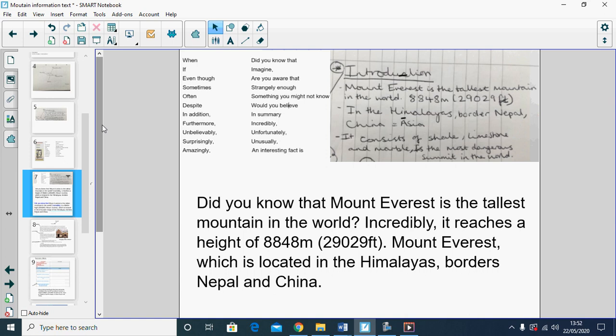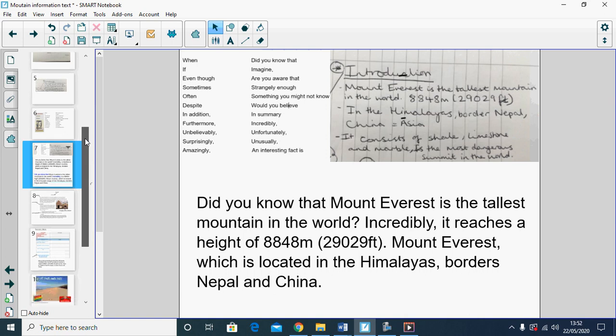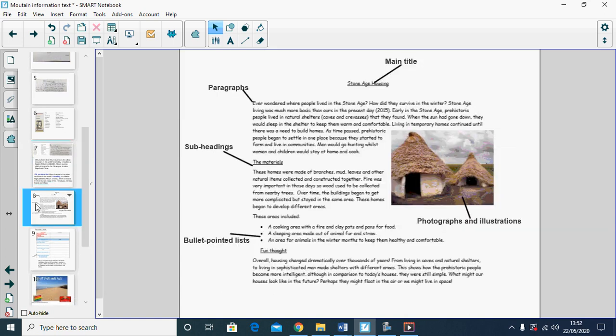Okay, so that's why I've not given you one this week. But here's an example of an information text about the Stone Age. Just have a look at how you could set it out. Okay, so it's important that you have a title. Ours obviously won't be Stone Age, well, it'll be Mount Everest. Obviously, we're going to set it in paragraphs, aren't we? We're year 5, we know we need paragraphs.